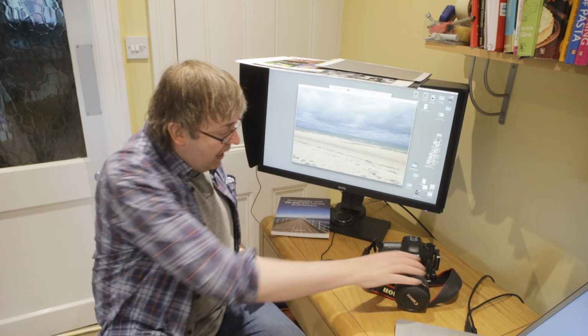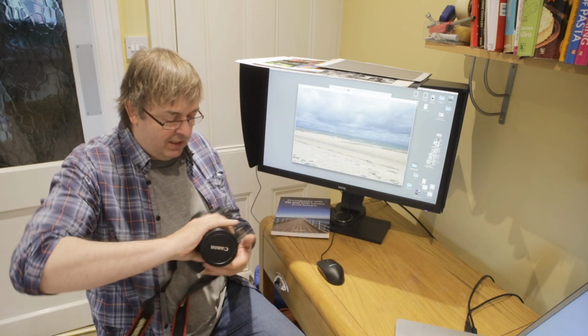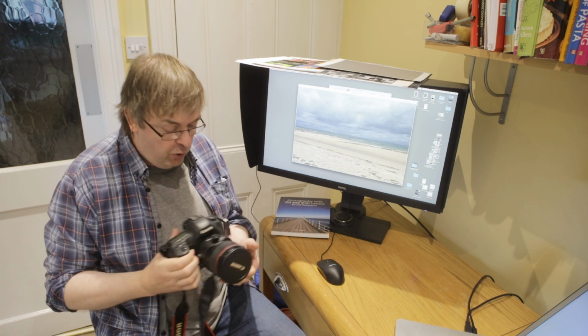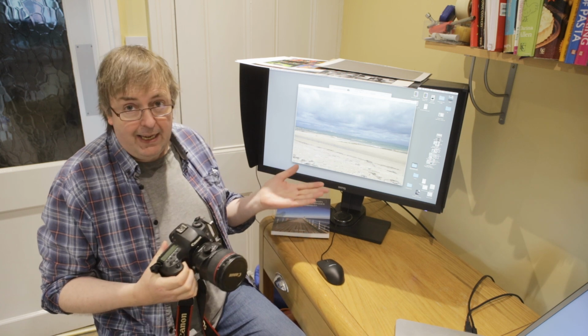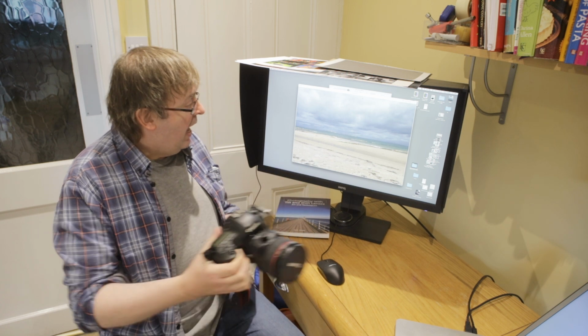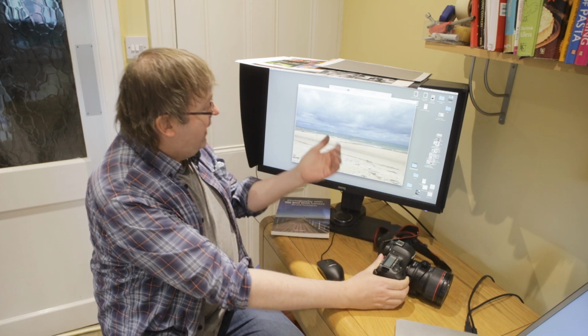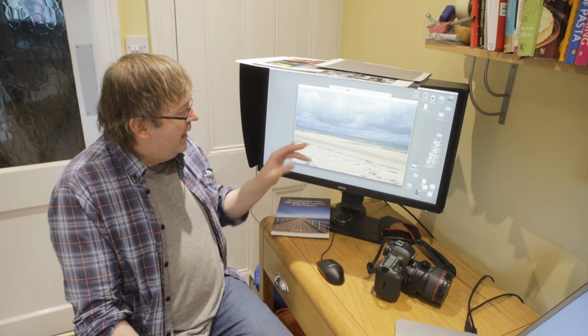This is a straightforward view with a 24mm lens. In fact, it's this one. It's the Canon TSE 24 Mark II. This is just using it as a 24mm lens, and I'm pointing it at the horizon. The horizon runs right through the middle of the picture. Yeah, that's okay. Lovely beach.